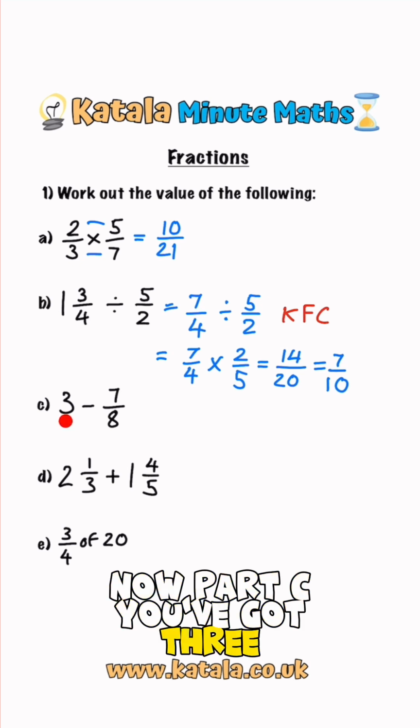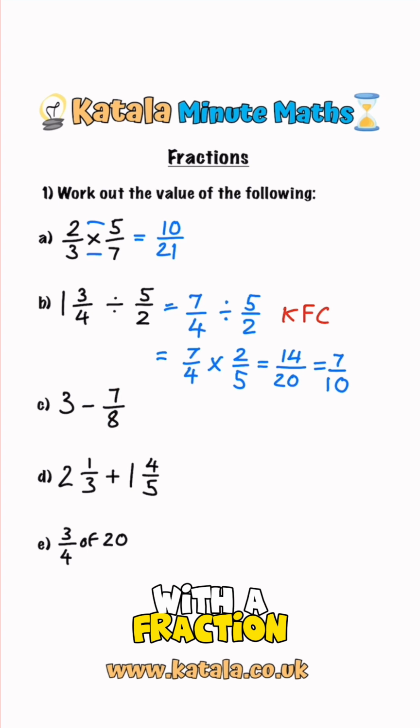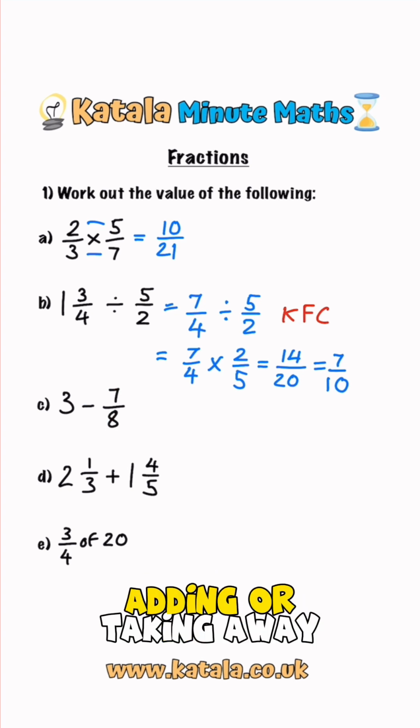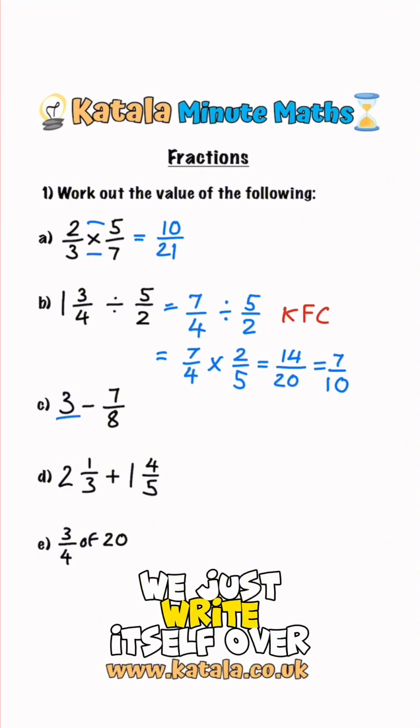Now part C, you've got 3 take away 7/8. First things first, when you come across a whole number and you're trying to combine it with a fraction, doesn't really matter if you're timesing, dividing, adding or taking away, what I like to do is write that whole number as a fraction, and the way in which we do that is we just write it over 1.